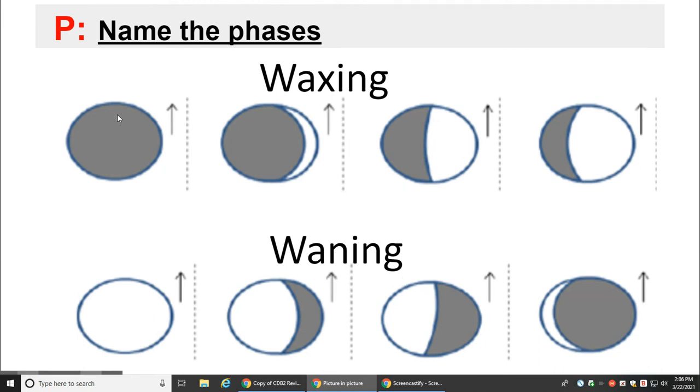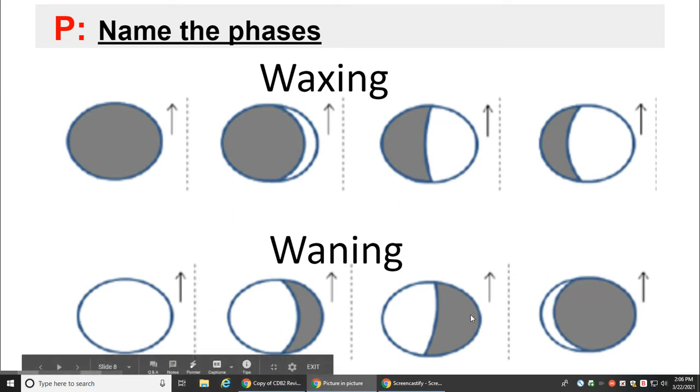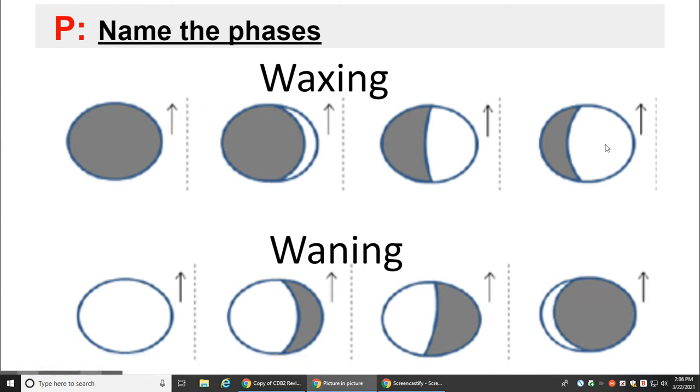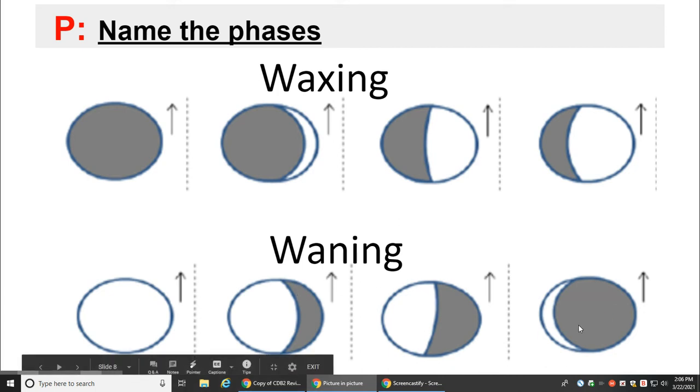So from the beginning, you have your 8 phases, 4 in your waxing, 4 in your waning. So new moon, waxing crescent, first quarter, waxing gibbous. Full moon, waning gibbous, third quarter, waning crescent.